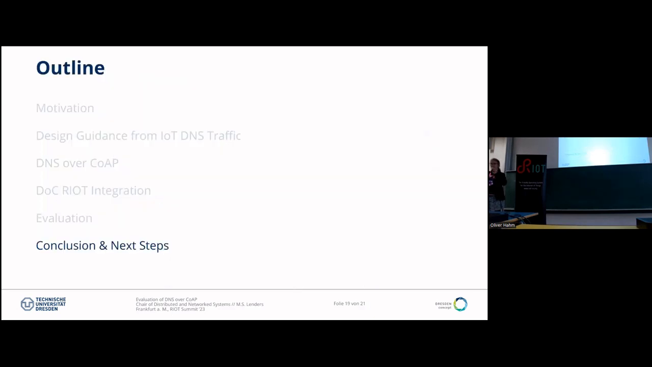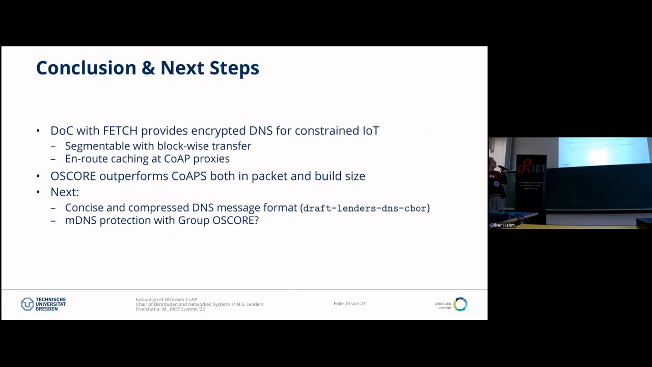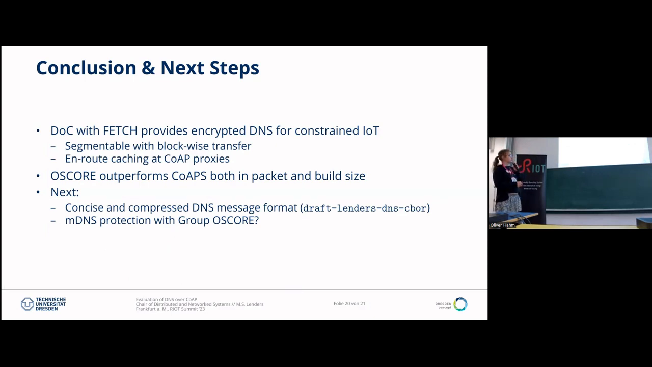So, to complete my talk, we found that DNS over CoAP provides an encrypted DNS for constrained IoT. It is block-wise transferable and has on-path caching and CoAP proxies. It also outperforms DNS over HTTPS in both packet and build size. For our next steps, we want to look into a concise and compressed DNS message format, for which there is also an IETF draft already. And we also maybe want to look into mDNS protection with OSCORE or so.